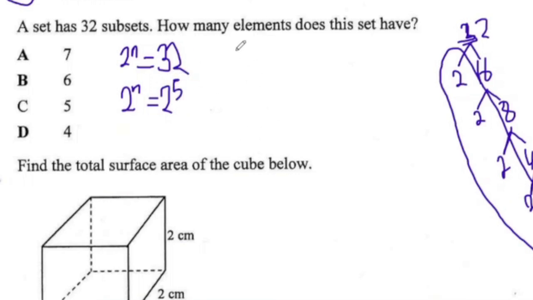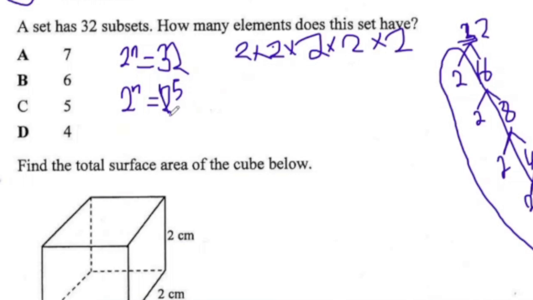Okay, so if we multiply 2 by 2 by 2 by 2 by 2: 2 times 2, 4. 4 times 2, 8. 8 times 2, 16. 16 times 2, 32. Okay, so 2 raised to the power of 5 is equal to 32.